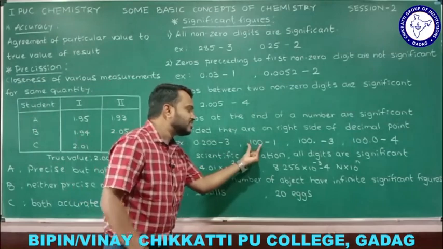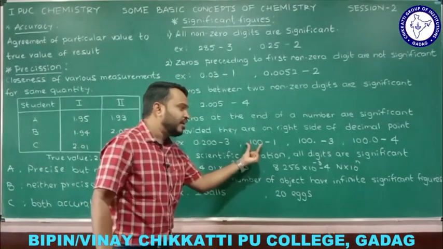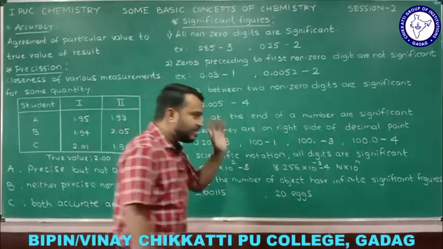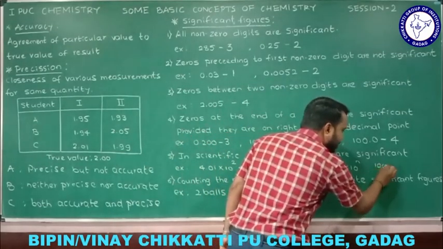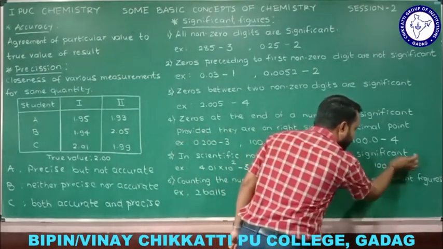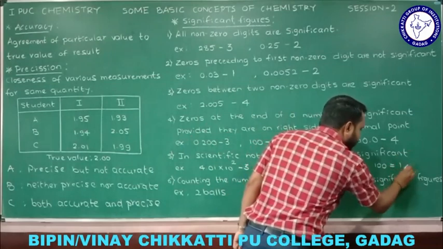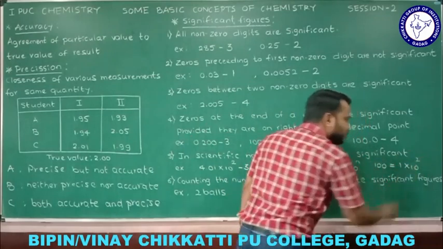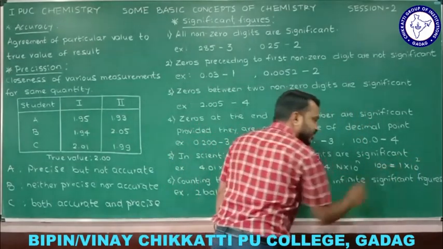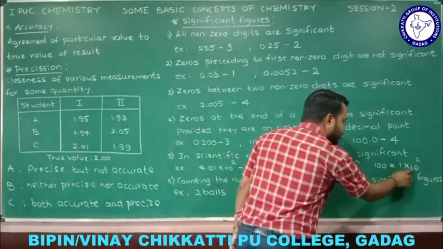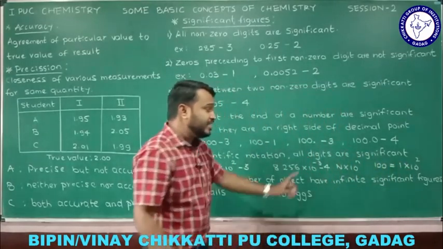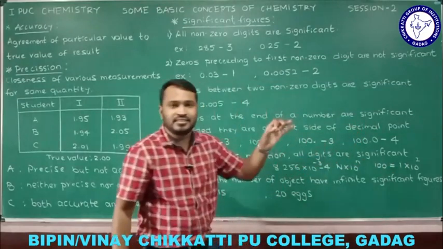And now the question is again, why in case of 100 we have only one significant figure. See here, I have 100. I can write this 100 in this form, 1 into 10 raised to 2. This is the scientific notation. If you write 1 into 10 raised to 2, that is as good as 100. And in scientific notation all the digits are significant.